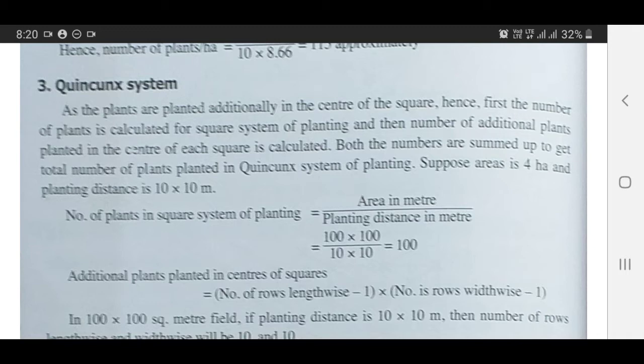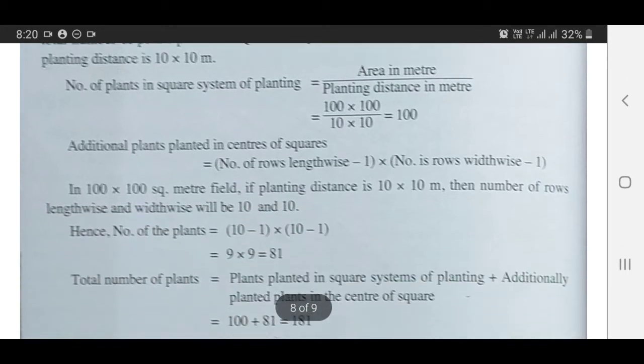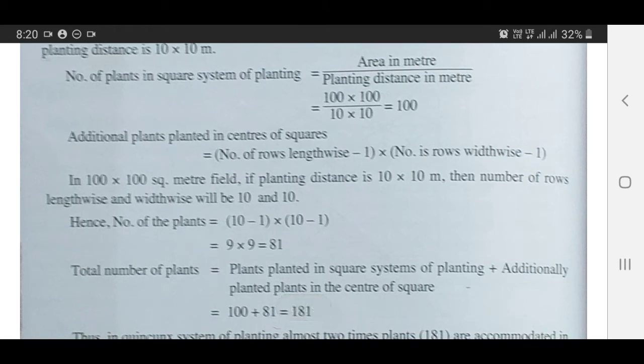Additional plants planted in centers of squares will be calculated by using this formula, that is number of rows lengthwise minus 1 multiplied by number of rows widthwise minus 1. In a 100 by 100 square meter field, if planting distance is 10 by 10 meter, the number of rows lengthwise and widthwise will be 10 and 10. Hence number of plants is 10 minus 1 into 10 minus 1, it is 9 into 9, it comes to 81.